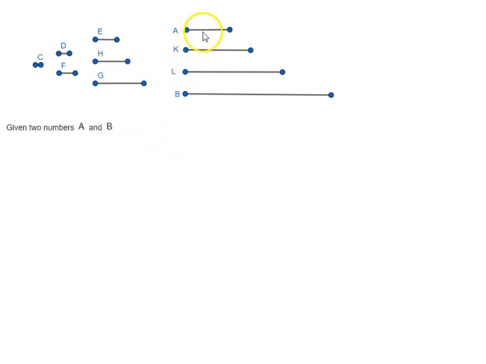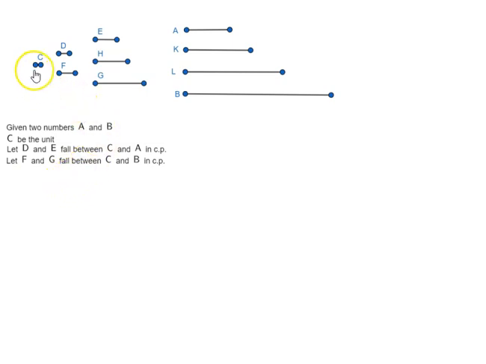We are given two numbers A and B, and let C be the unit. Let D and E fall between C and A in continued proportion. Let F and G fall between C and B in continued proportion. So now what we are going to do is build H, K and L, because everything else we have. We have C, D, F, E, G, A and B. So H, K, L we have to build.